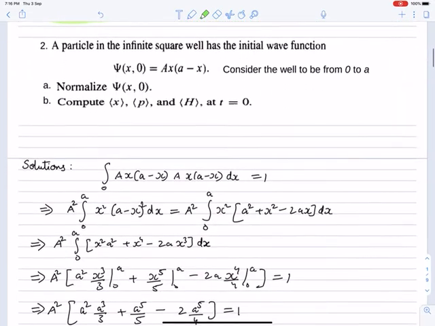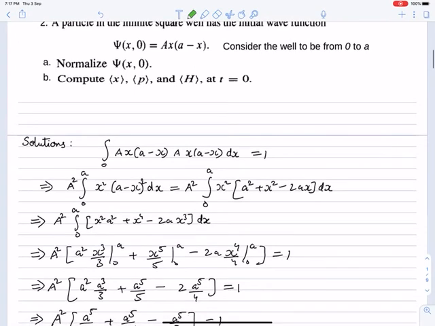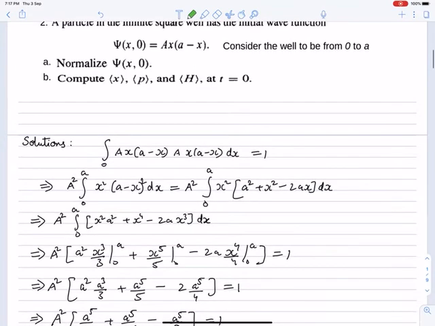Now the next question says that a particle in the infinite square well has the initial wave function psi x comma 0 equal to A x (a minus x). First we have to normalize psi x comma 0, then compute the expectation values of position, momentum and Hamiltonian at t equal to 0. So this is the infinite square potential well, from 0 to a.